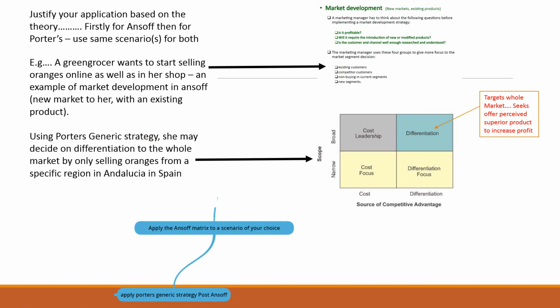So you do that for, if I asked you to do one for market development, and then I might ask you to do one for product development, so you do the same thing, but obviously you'd need to develop a different scenario, because product development is existing market, new product. So you would talk about all the vagaries of product development in the same way, and then you decide which aspects of Porter's generic framework you would use.